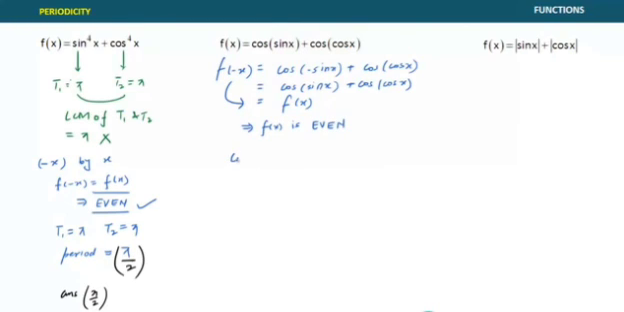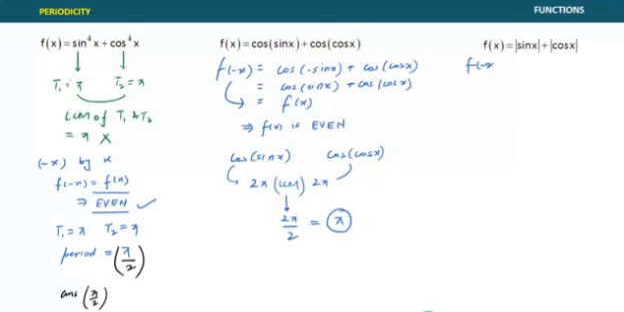Now tell me about first, cos of sine x. What is the period of this function? The period is 2 pi, because it depends on the innermost function. The other function you have is cos of cos x. The period of this is again 2 pi. LCM of these two should have been 2 pi, but since it is an even function, we'll divide it by 2. The answer is pi. This is the period of this particular function. The same thing you can apply here also.